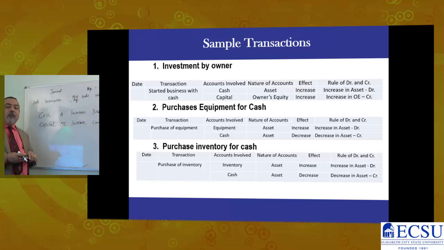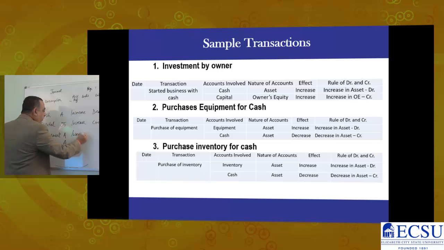Next is purchase equipment for cash. Okay, now what are the two things that are happening? I'm buying equipment, so I'm going to consider that as equipment account. And then cash, of course, I'm paying cash. Now, equipment is an asset, cash is also an asset. What's happening to equipment? You're right, it is increasing. Now, what is happening to cash? Of course, it is decreasing.